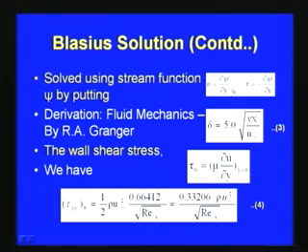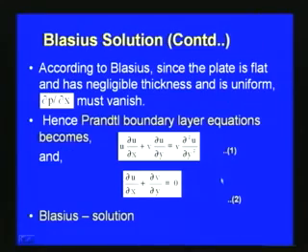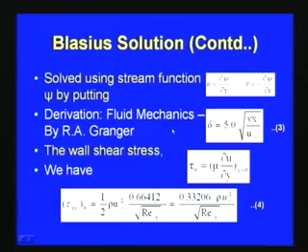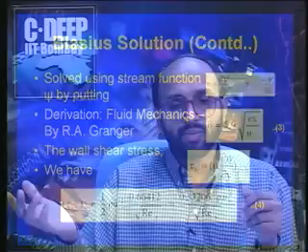So, he put forward u = ∂ψ/∂y and v = −∂ψ/∂x, and substituted these in equations number 1 and 2, and then he used various transformations. I am not going into the details of this derivation put forward by Blasius. These derivations are given in standard textbooks like fluid mechanics by R. A. Granger. So, finally, here we will discuss the various results put forward by Blasius.